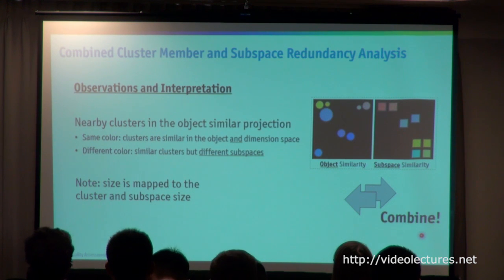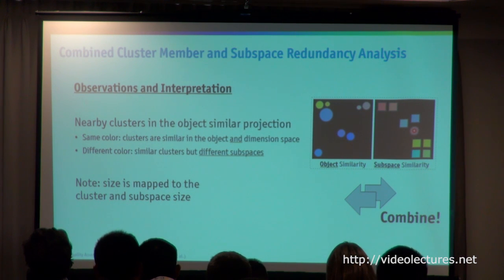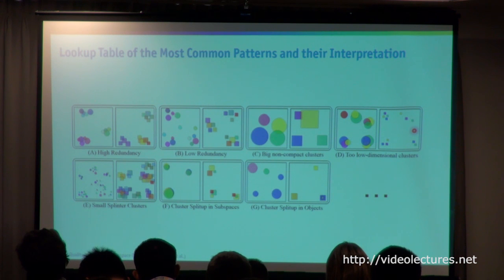So how can we interpret this plot now? Nearby clusters in the object similarity plot can either have the same color, which means that the clusters are similar in the object space and in the subspace, or they can have different colors, like over here, so they have the same or similar clustering structures, but in completely different subspaces. In the following, we additionally map the size of the clusters to the size of the points in the object similarity plot and the size of the subspace to the plot on the right side. In our paper, we provide a lookup table for the most common patterns and how we should interpret them. We will just look into some of them.